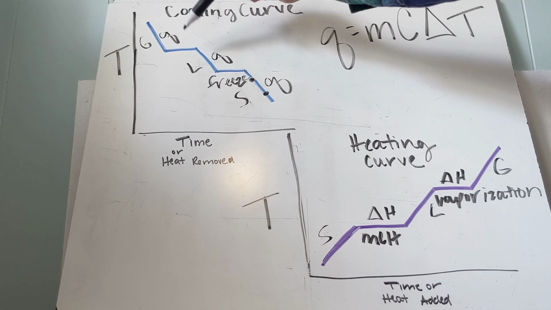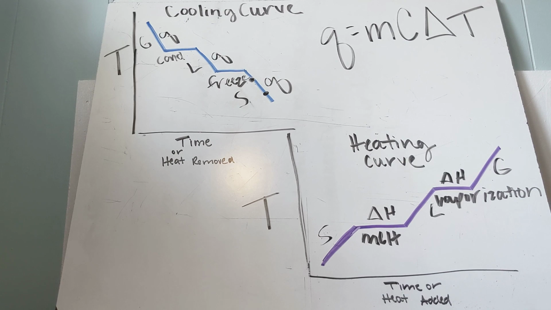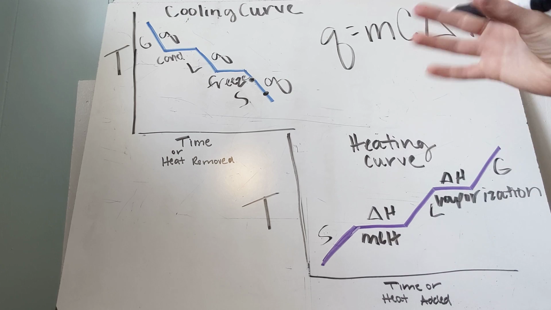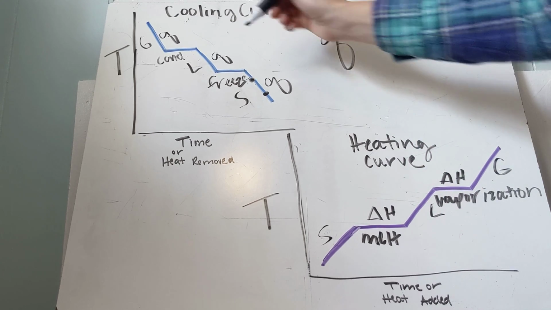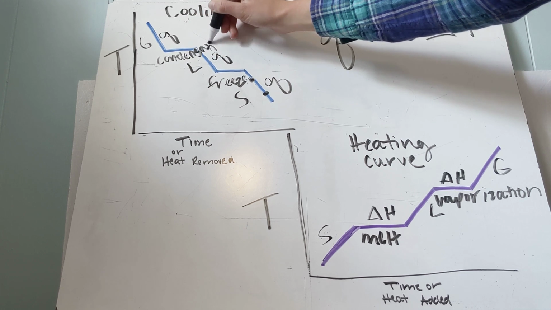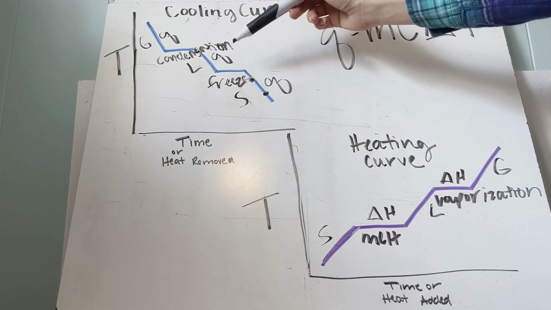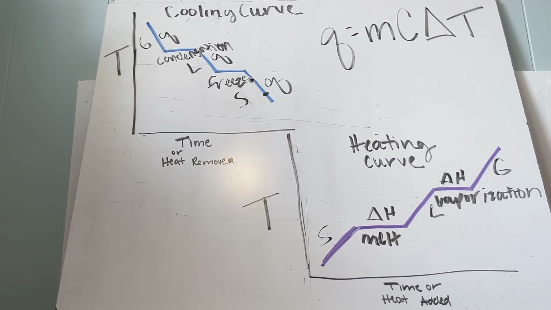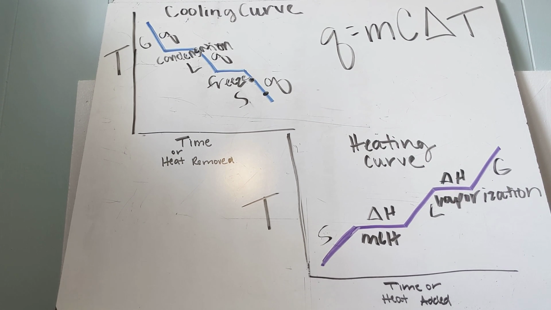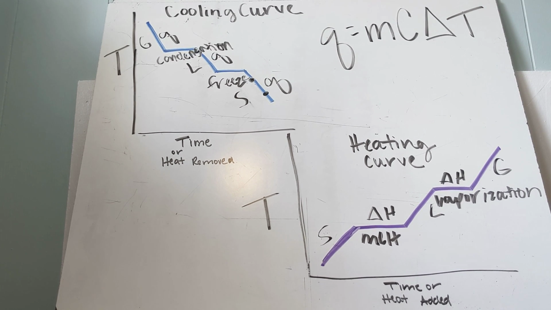As we go from a gas to a liquid, that is condensation. Think of your water when you go outside and the water starts to condense on the outside of the cup. That's called condensation. If we're calculating the heat of condensation, freezing, melting, or vaporization, each one of those is going to be done using delta H, and again, that's going to be next week. Today we're concentrating on the formula Q equals MC delta T.